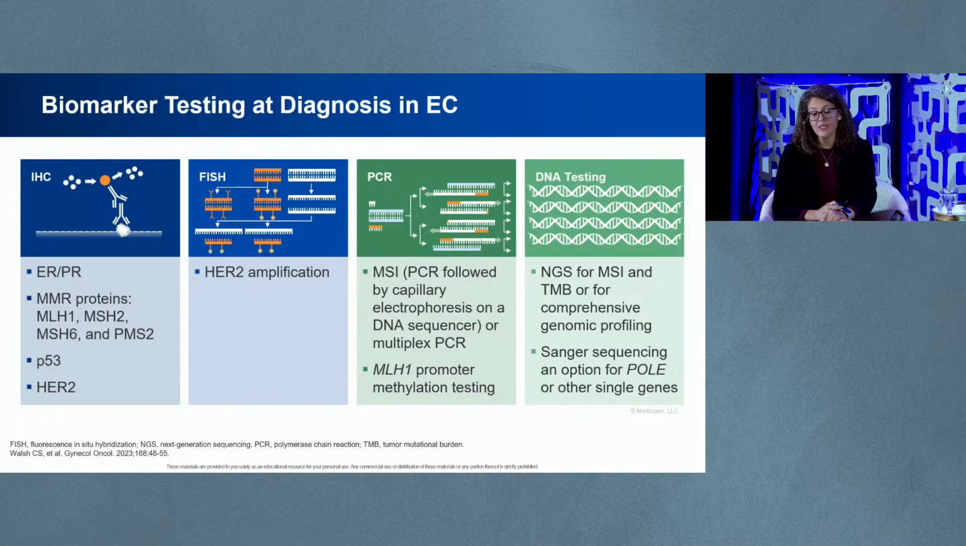And then if someone has loss of staining of MLH1, we reflex test for MLH1 promoter methylation to determine if it's an epigenetic process or whether they could have a germline mutation. And then finally, next generation sequencing to look at the mutation analysis of tumors. So many profiles include POLE testing now. They didn't a few years back. And so there is an option to do Sanger sequencing on POLE if you're just looking for a single gene.